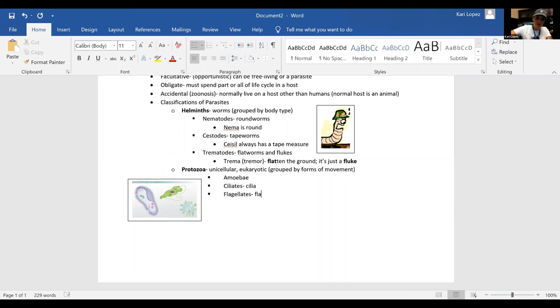Flagella. Flagella, yep. And then you've got sporozoa. And what it says is they have no organelles for movement. They do have organelles for movement, they're just not under these other categories. So it's kind of like an other category. And so I'm going to put the no organelles for movement, but keep in mind, they do have organelles. They just don't fall under the other categories. Like, they have ways that they move.